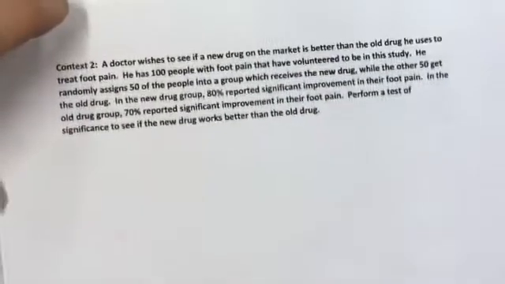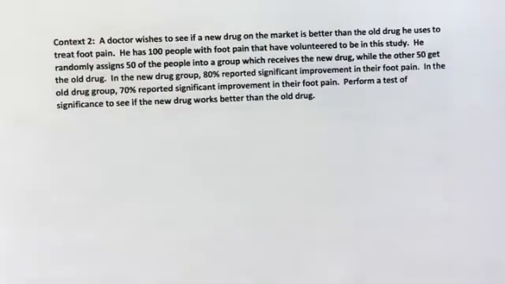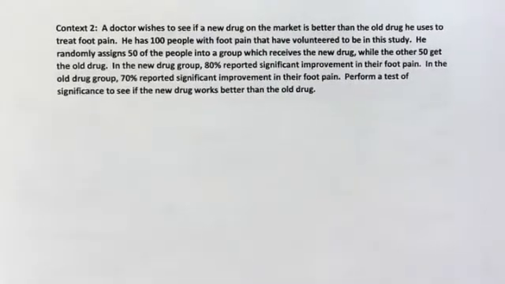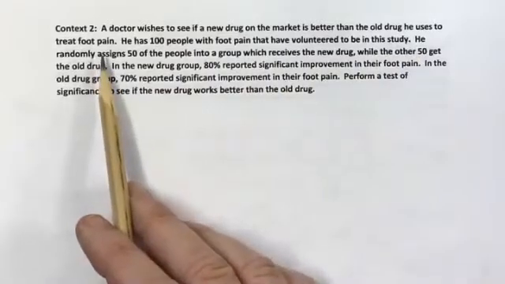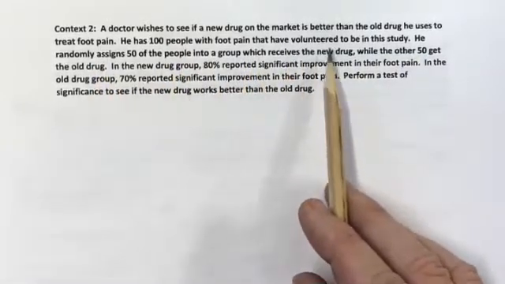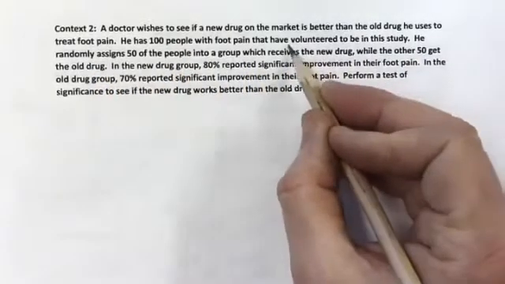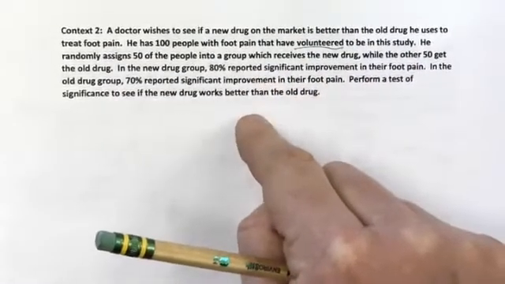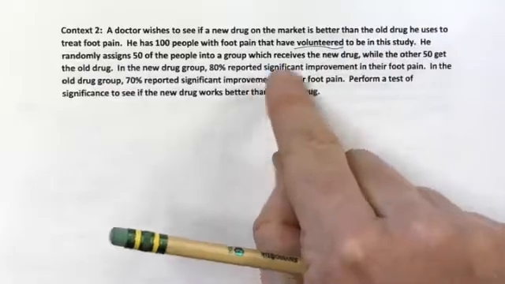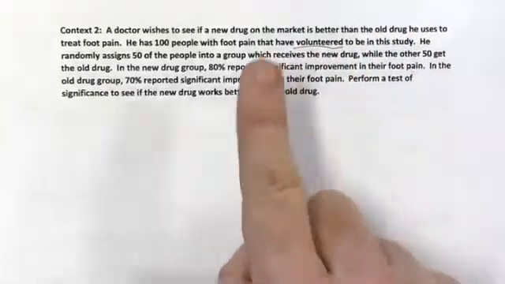Now, this problem is a really similar problem, but it has a little bit of a different twist to it, and this happened to us earlier in the year as well. So let's see if you can figure this out. A doctor wishes to see if a new drug in the market is better than the old drug he uses to treat foot pain. He has 100 people with foot pain that have been volunteered to be in the study. Volunteered. He did not randomly select them. So we cannot generalize about a larger population. We have to generalize only about people like these. That's the big difference. Please understand that.